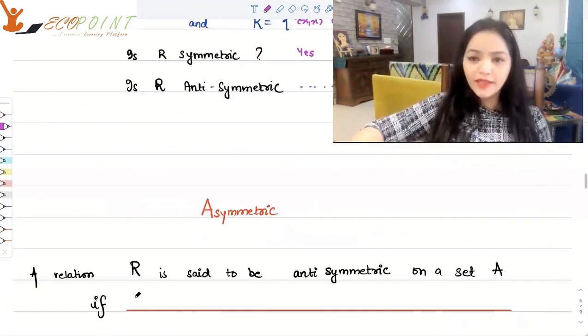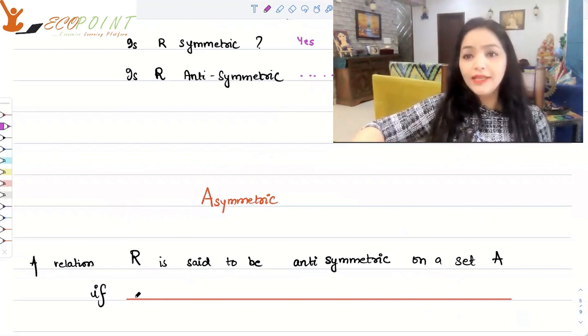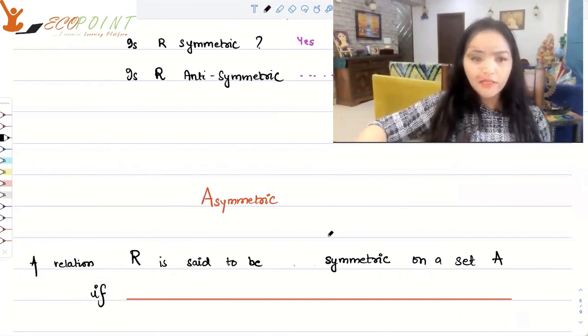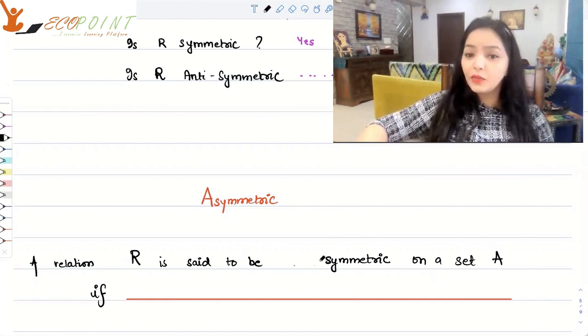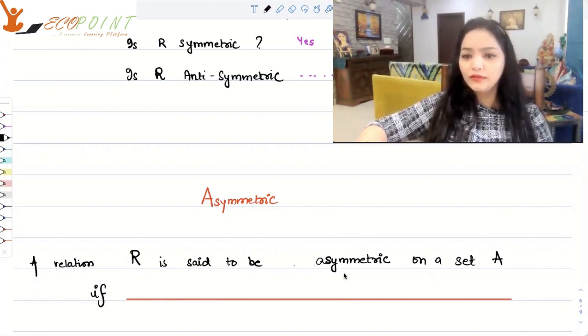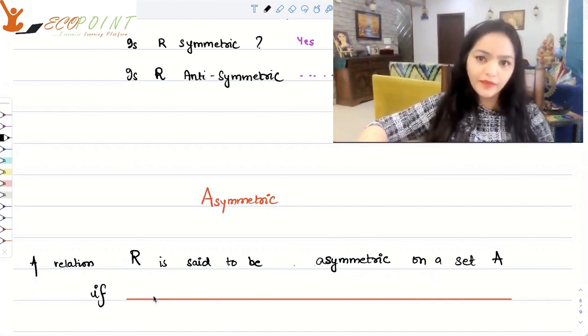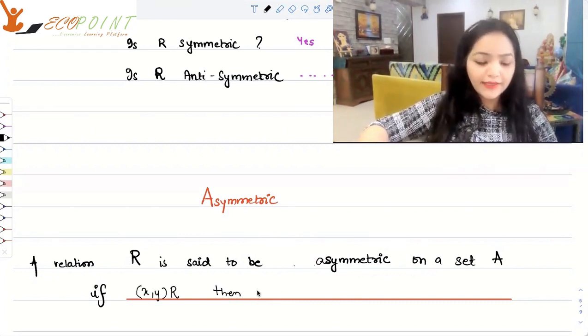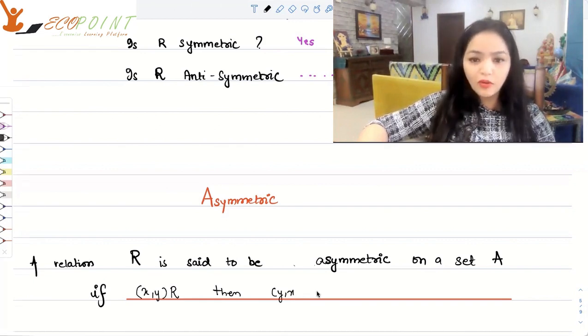Continuing with this concept, let's talk about asymmetric relations. What are asymmetric relations? How are they different from symmetric and antisymmetric? Let's try to focus on that. Well, a relation R is said to be asymmetric on a set A if, what happens? If (X, Y) belongs to R, then (Y, X) should not belong to R.